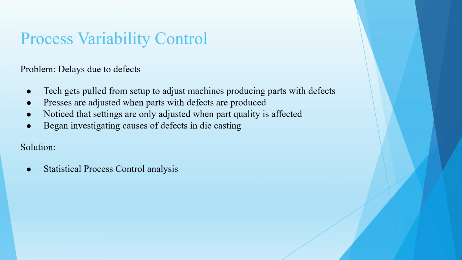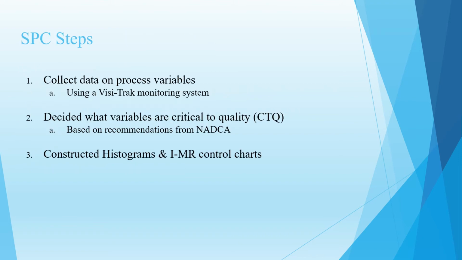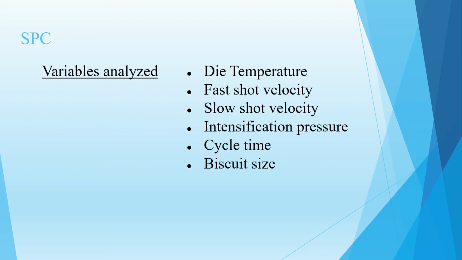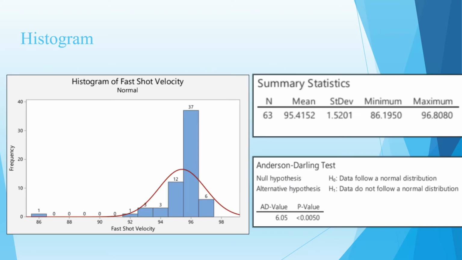After data collection of the process parameters, a statistical process control analysis was performed. In order to perform statistical process control, we first collected data using a process monitoring system called Visi-Trak. We then isolated data for variables that would be critical to quality as stated in NADCA literature. We then constructed histograms and I and MR control charts to determine which variables were not in control. The specific variables we decided to look into were die temperature, fast shot velocity, slow shot velocity, intensification pressure, cycle time, and biscuit size.